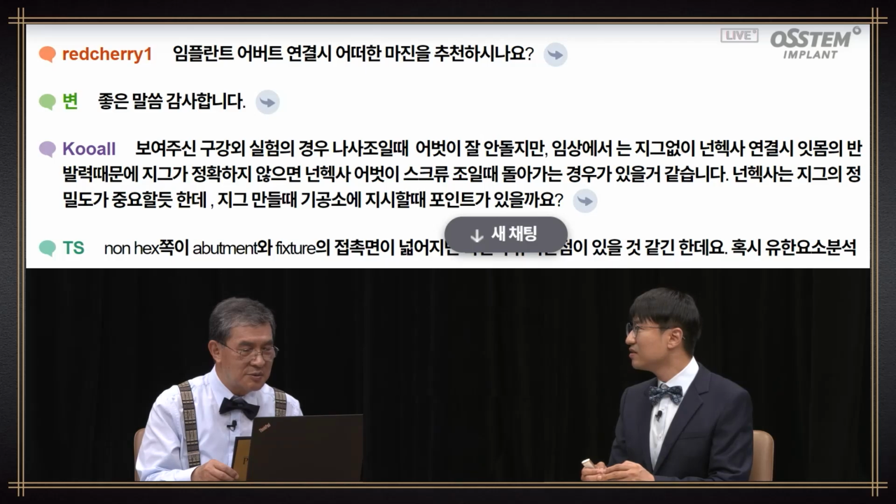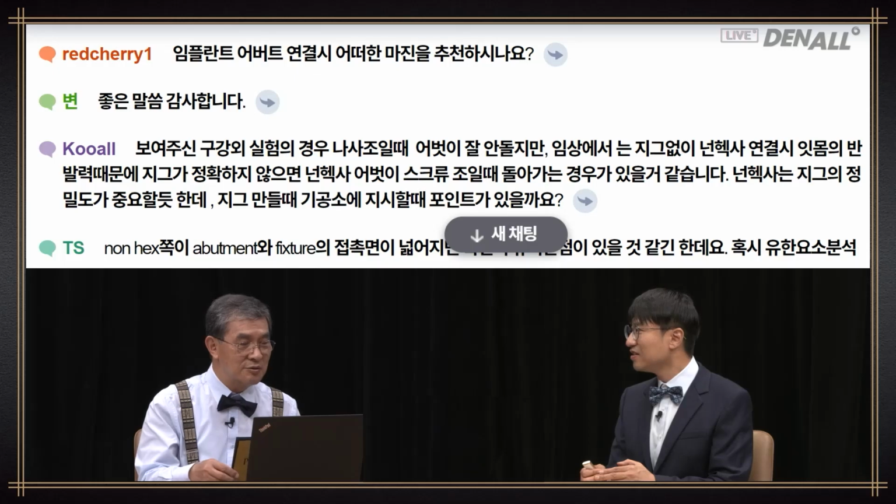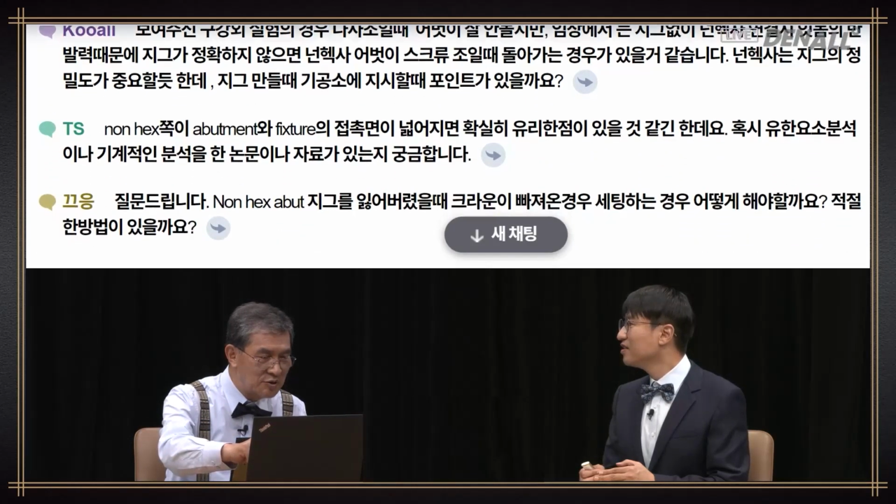So upon an implant to abutment connection, what margin do you recommend? It differs depending on the anterior and posterior region. Thank you for the nice comments.